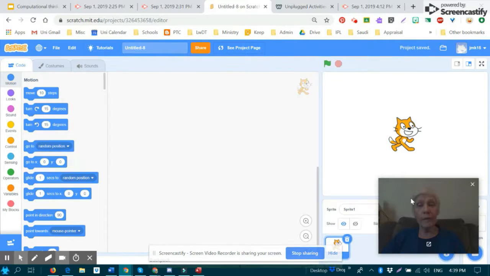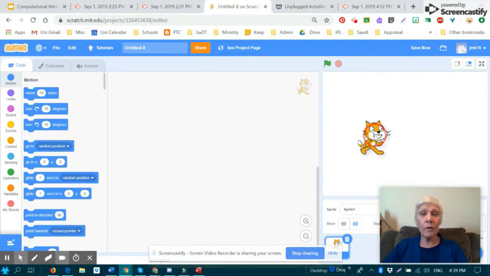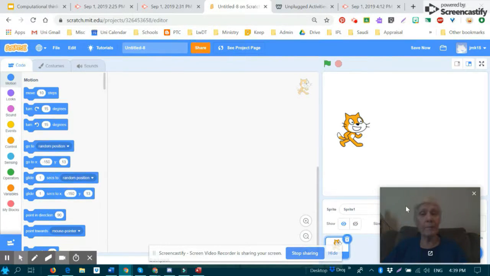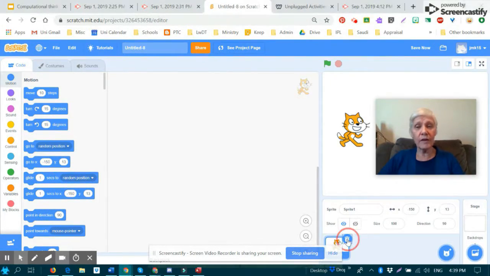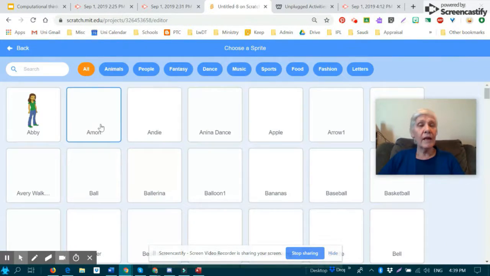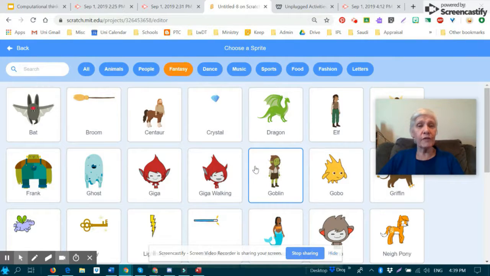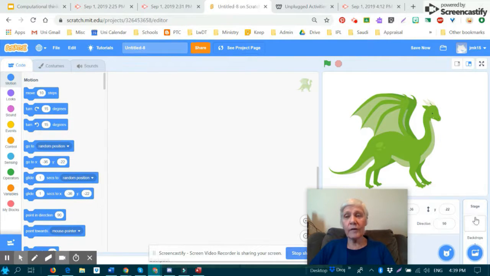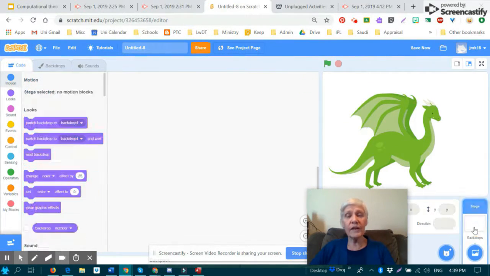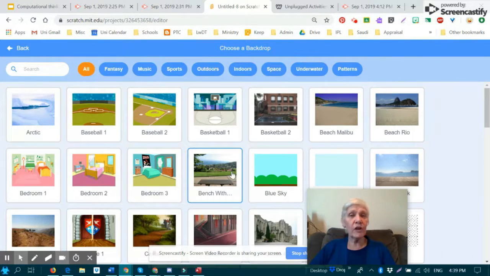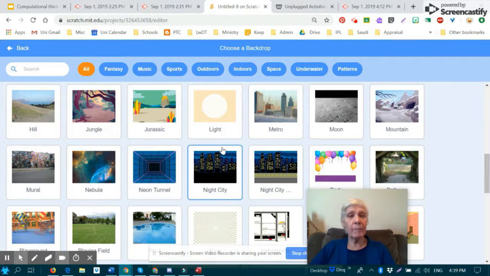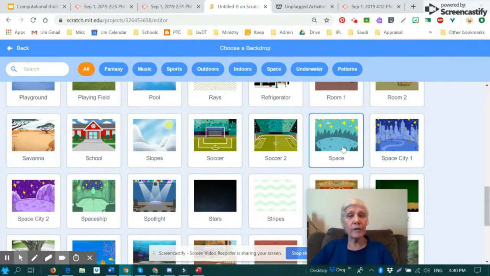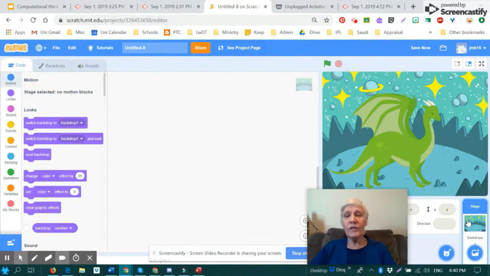And you start off with a little creature known as a sprite. You can delete him and get another character. So you click on the bin, click on the cat, and there are lots and lots of different characters to choose from. So let's have a dragon. And you can have lots of backgrounds. So down here it says stage. If you click on that, on the little picture, you can go and choose the background that you want to have for it. Let's have a dragon in space. There are options where you can draw your own backgrounds and sprites as well.